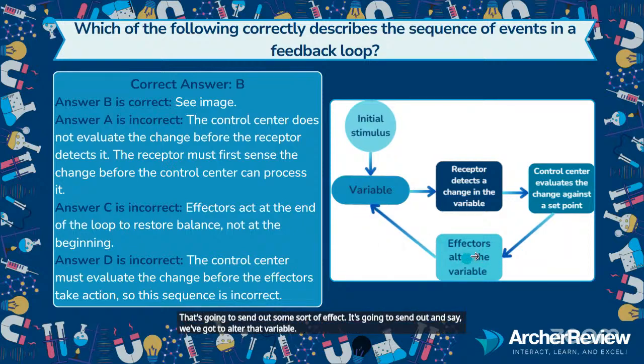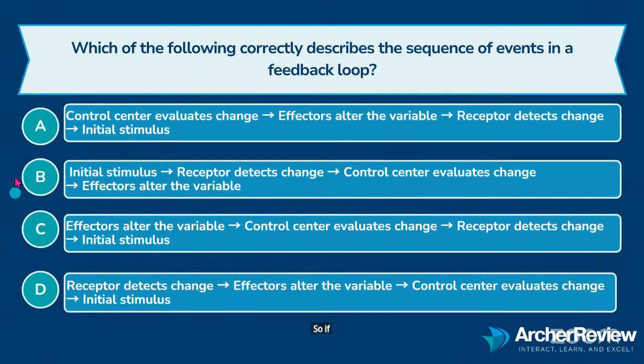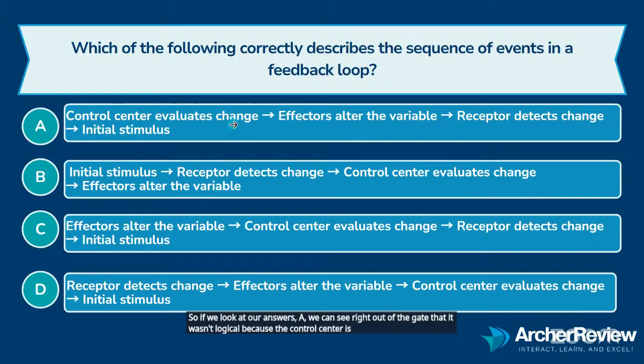And that alteration will depend on whether it's a negative or a positive feedback loop, which we're going to get into. So I don't want to give any of those answers away. If we look at our answers, we can see right out of the gate that it wasn't logical, because the control center is evaluating a change before we even detect a change. So that was kind of a rule out, because how are we evaluating a change that we haven't detected yet?